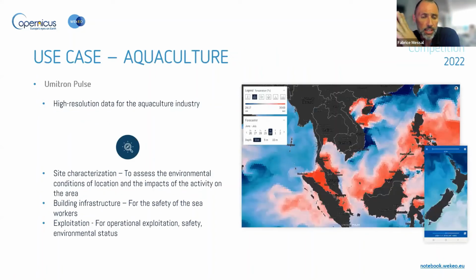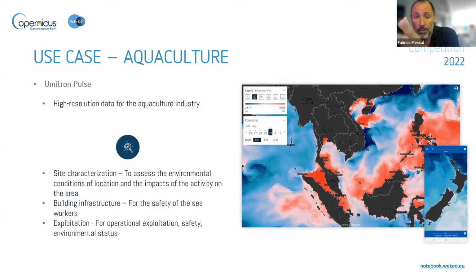So the second use case is an application for aquaculture. Jupyter has developed a tool with high-resolution data for the aquaculture industry. They facilitate the use of the data for their customers. They turn data into information. Again, this kind of application can be used for site characterization to assess the environmental status and condition of a location, to assess the impact of the activity on the area, and to build the infrastructure, again, for the safety of the sea workers and the exploitation.